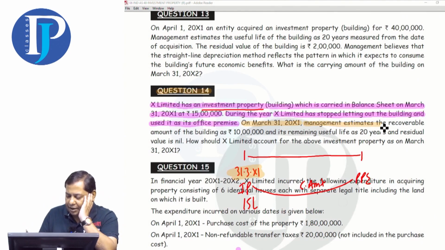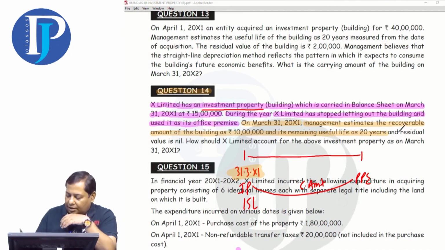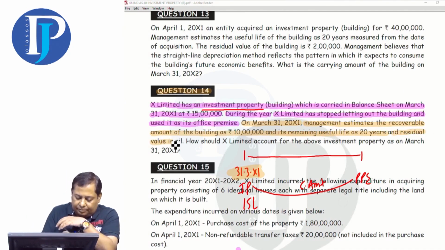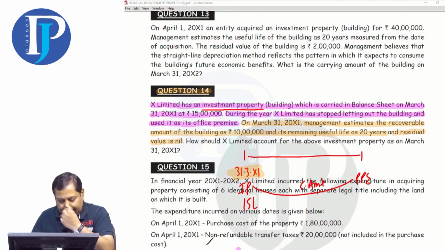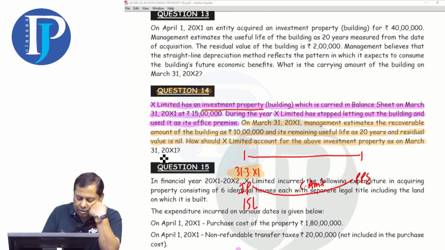Management estimates that the recoverable amount of the building is rupees 10 lakhs and it has a remaining useful life of 20 years. The residual value is nil. That's great. How should X Limited account for the above investment property as on March 31st, 20X1?